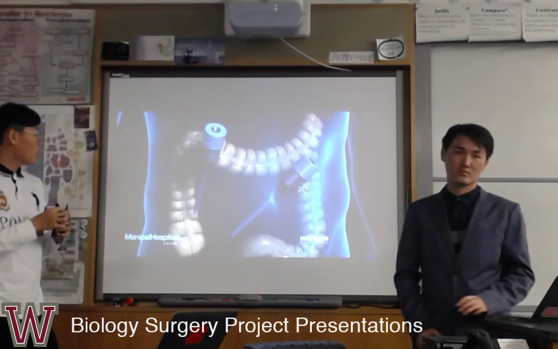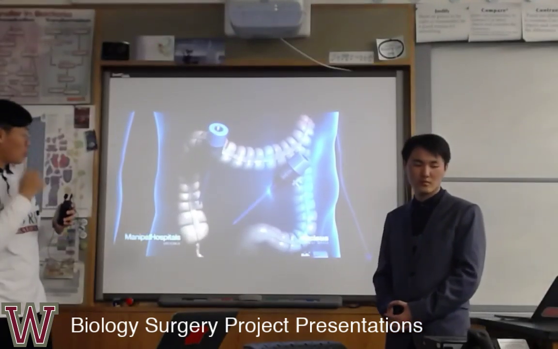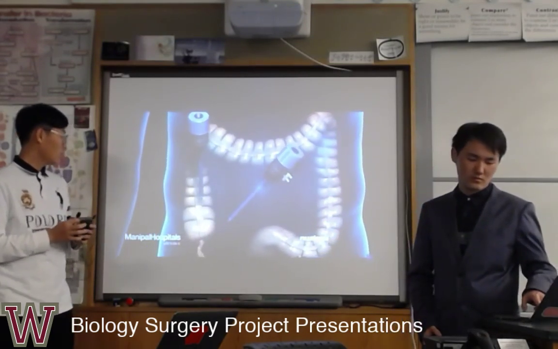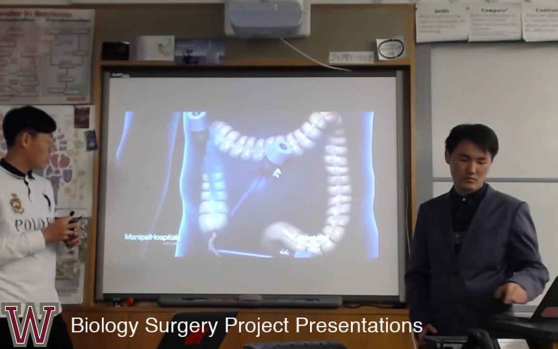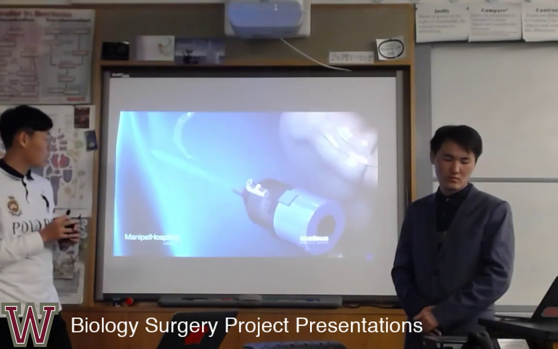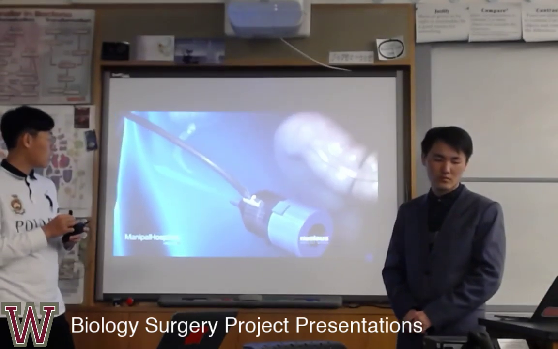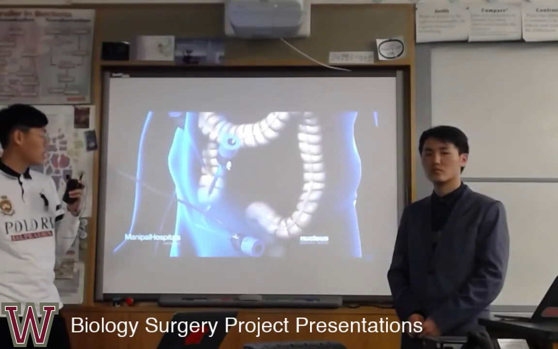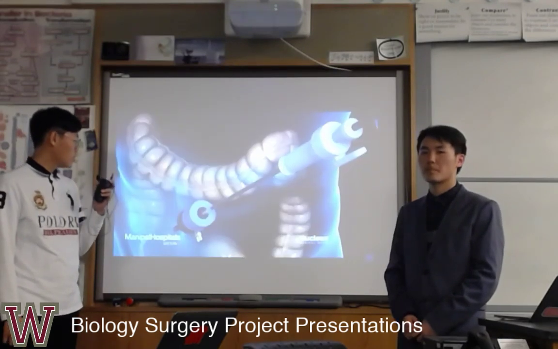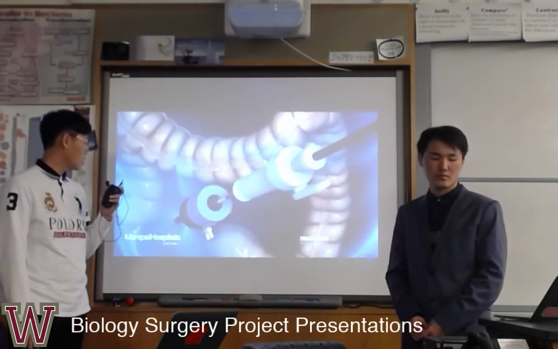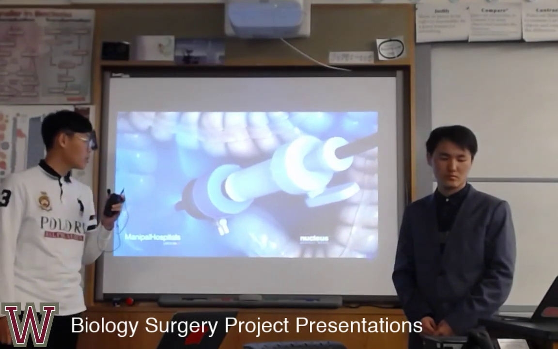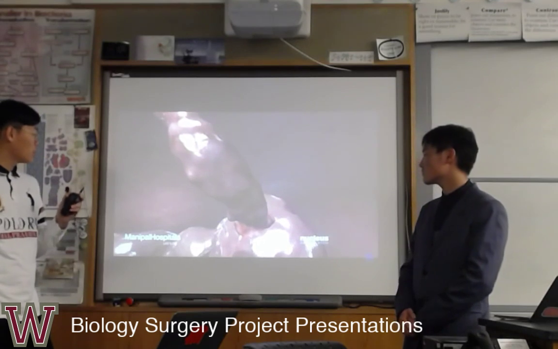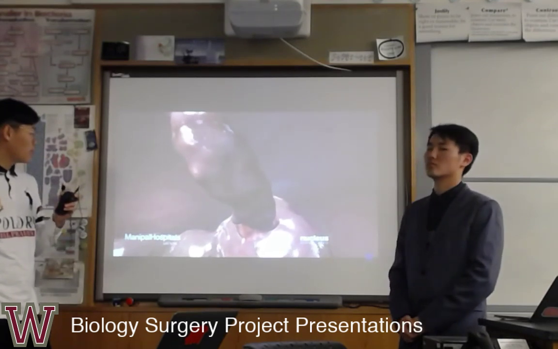Oh, there will be 1 to 3 ports opened during the process. And the first one, there will be a tube that passes carbon dioxide into the stomach, so the stomach gets inflated and it's easier to detect what's happening in there. After that, there will be a lighted camera. So this is a picture from the lighted camera that tells us where the inflamed appendix is.